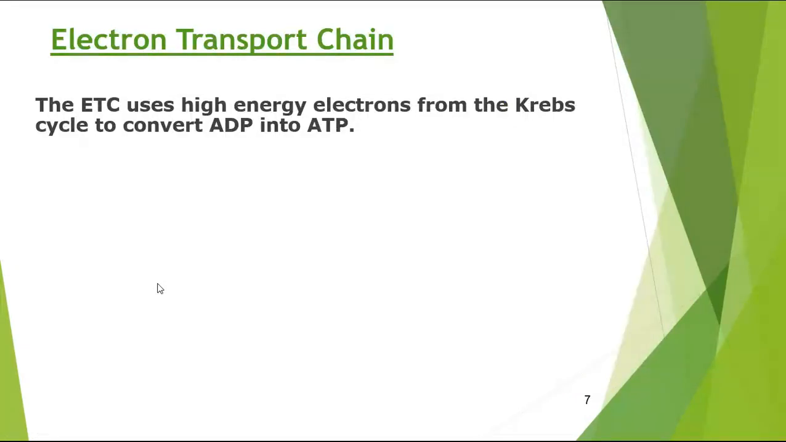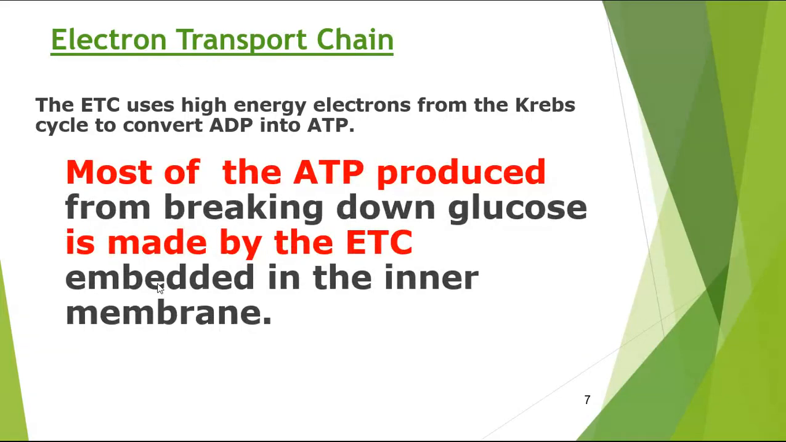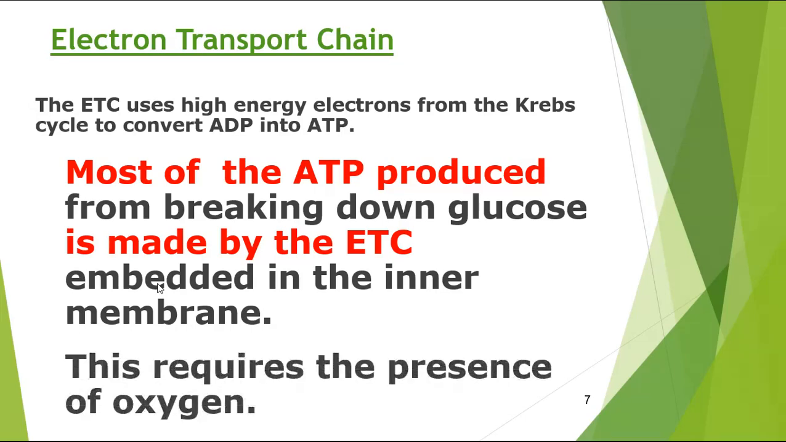So the electron transport chain, it uses these high energy electrons from the Krebs cycle to convert ADP into ATP. Most of the ATP produced from breaking down the glucose is made by the electron transport chain. Yes, we do get ATP production in glycolysis. We get it in the Krebs cycle, but the majority of your ATP is going to come from the electron transport chain, and this occurs in the membrane of the mitochondria.